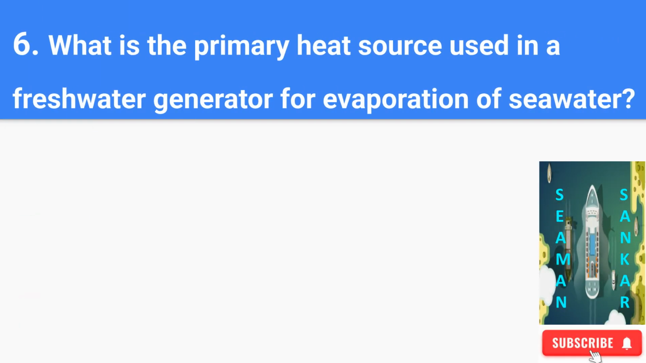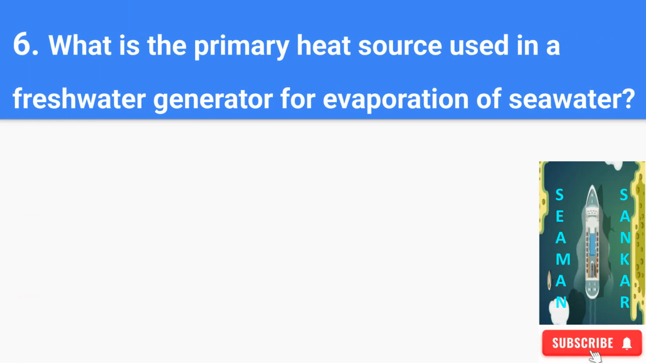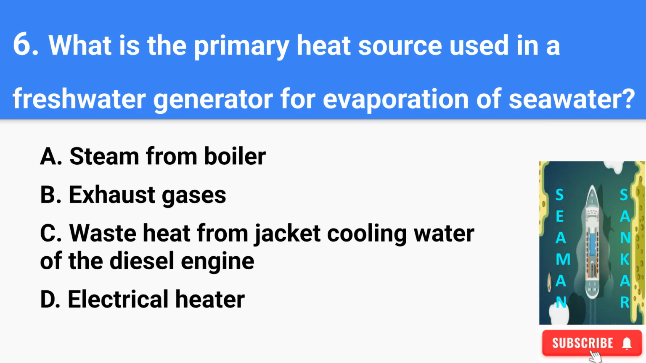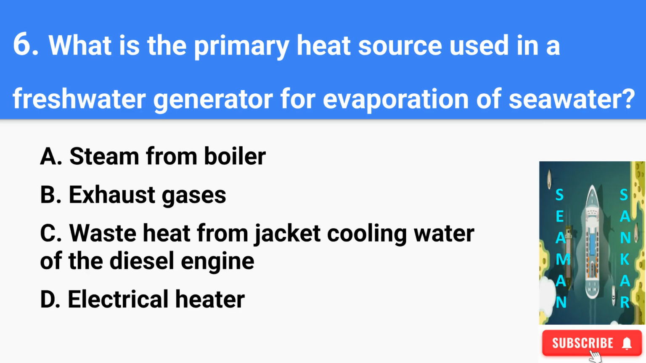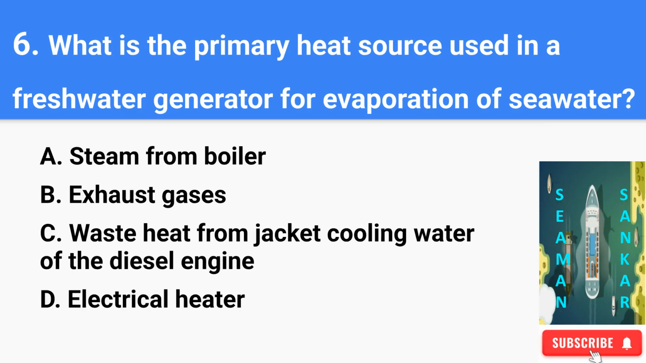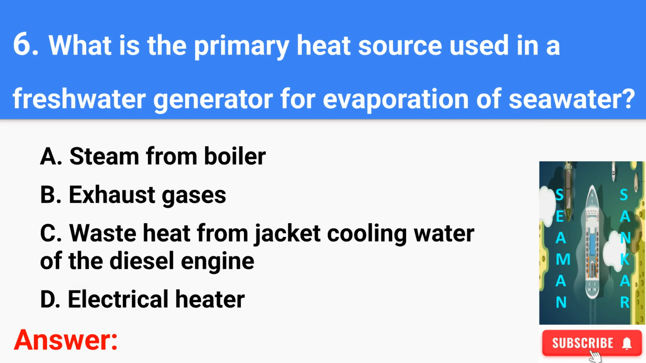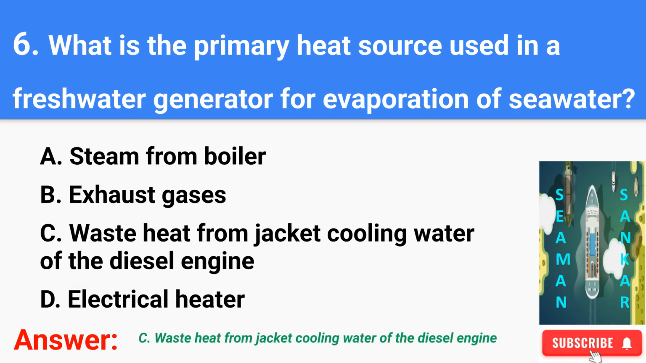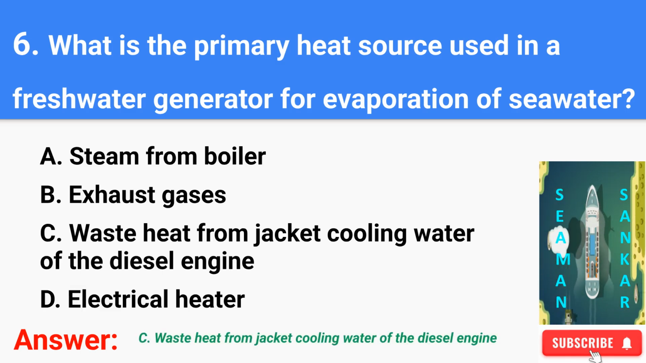Question 6. What is the primary heat source used in a freshwater generator for evaporation of seawater? A. Steam from boiler, B. Exhaust gases, C. Waste heat from jacket cooling water of the diesel engine, or D. Electrical heater. The answer is C. Waste heat from jacket cooling water of the diesel engine. This is an efficient use of waste energy on board.